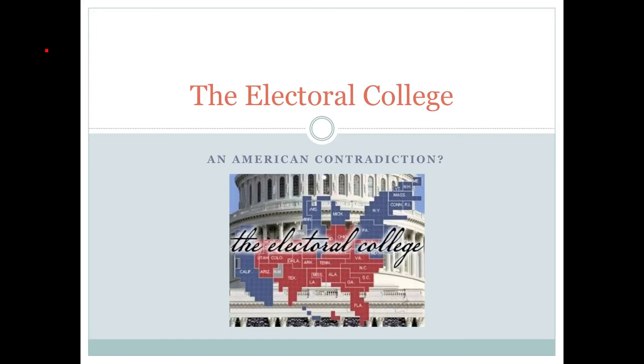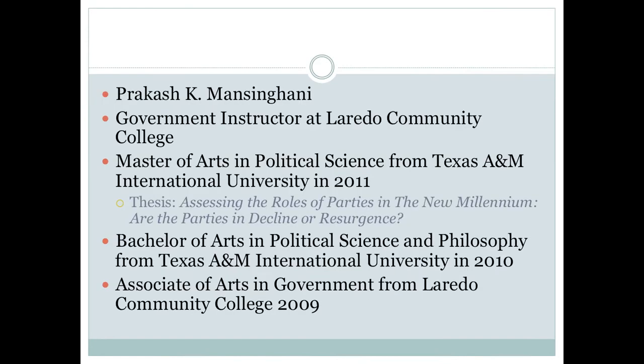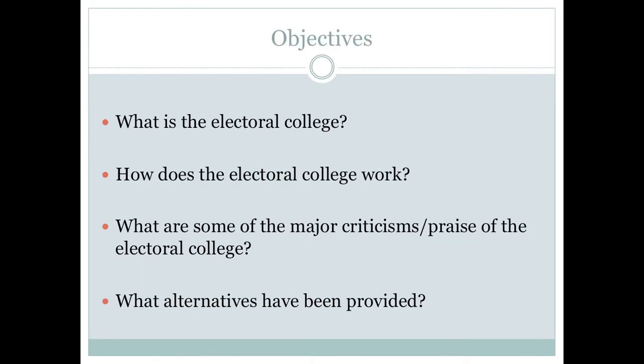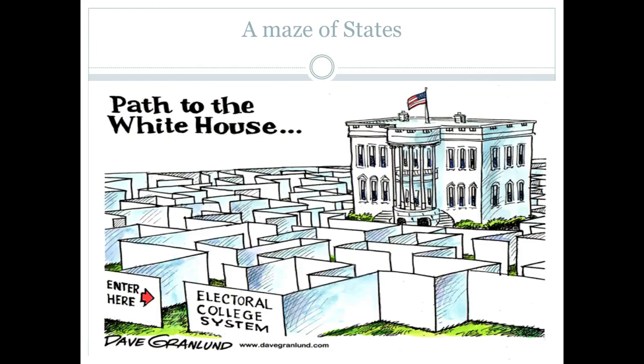Alright, so the Electoral College, you might know by now, is a system that we have in this country by which we choose our president and vice president. It's the official method that is used to choose our president and vice president. And if you'll take a look over here, here is a list of questions that, especially the first two, we'll be answering in this video. What is the Electoral College and how does it work?